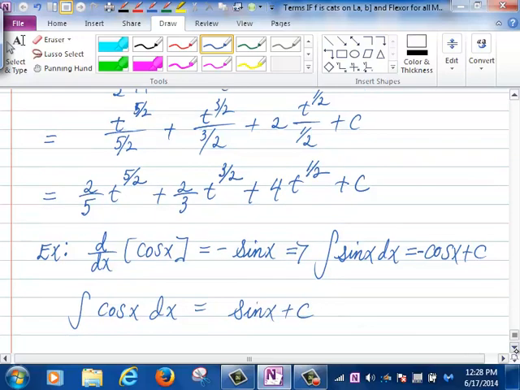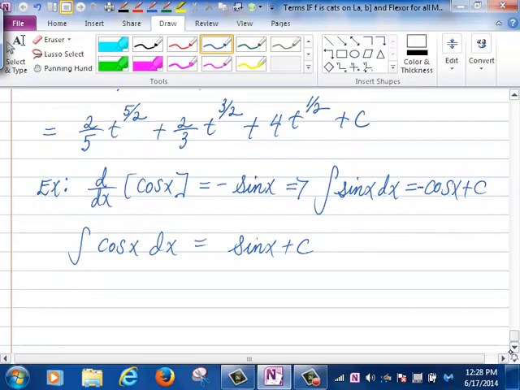Can someone tell me what's the integral of secant squared x? The derivative of tangent is secant squared. So the integral of secant squared would be tangent. What is the integral of cosecant squared? The derivative of cotangent is negative cosecant squared. So the integral of cosecant squared would be negative cotangent.